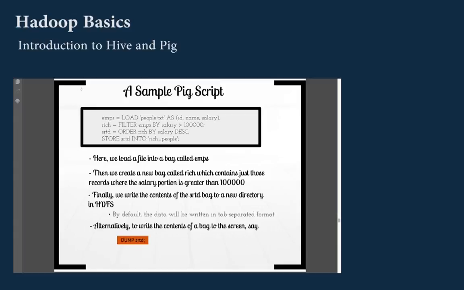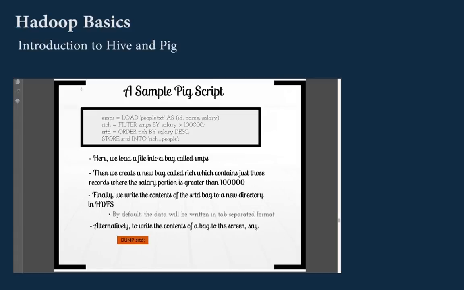Let's take a small example with Pig. We say employees = load people.txt as (ID, name, salary); the default separator is tab. Then we say anyone with a salary of 100k or more is rich. We then finally sort the rich by salary in descending order. Here, we are loading a file into a bag called employees. Then we create a new bag called rich, which consists of all the people who have an income of more than 100k.